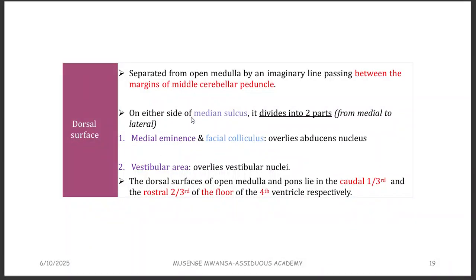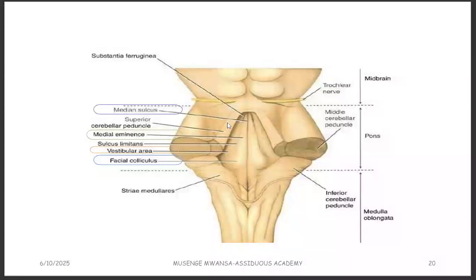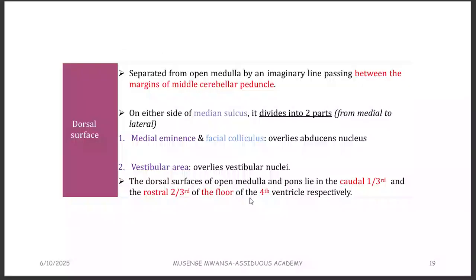On either side of the median sulcus, so you also have the median sulcus in the pons. This is the dorsomedian sulcus, which continues with the dorsomedian sulcus of the open medulla. On either side of the median sulcus, you have two structures from medial to lateral: the medial eminence and the facial colliculus. These overlie the abducens nucleus. So the nucleus of cranial nerve number 6 is inside the medial eminence and the facial colliculus.